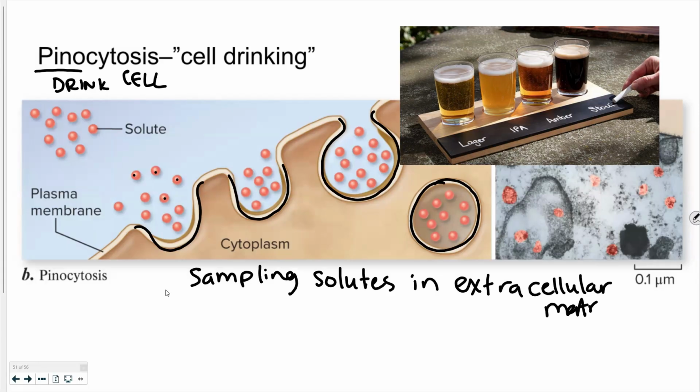If you've ever gone to a brewery or a bar and ordered a flight of beers, they bring you these little tiny glasses that are like 2 or 3 ounces of beer. But you get a whole bunch of different kinds and then you can taste and see which kinds you like. That's kind of what the cell is doing. It's just sampling the options to determine if it wants to bring in a whole bunch of those at once. Okay, so that's pinocytosis, pretty easy, straightforward.